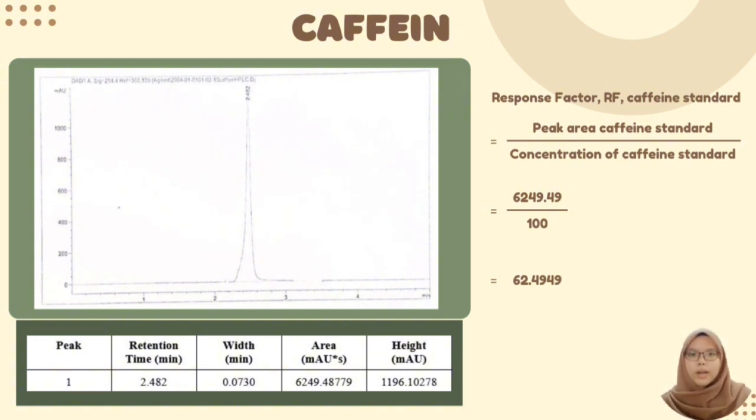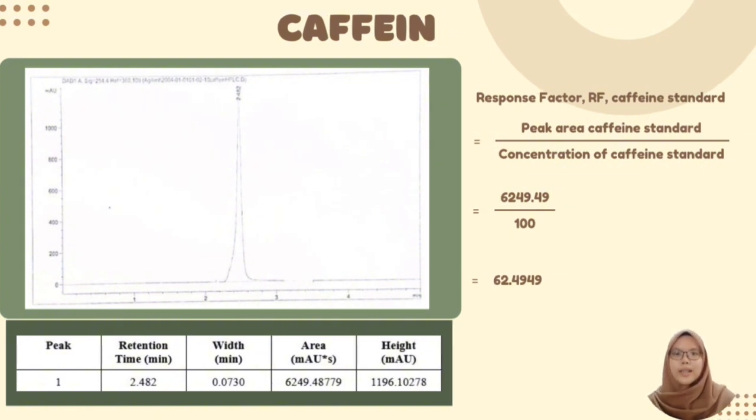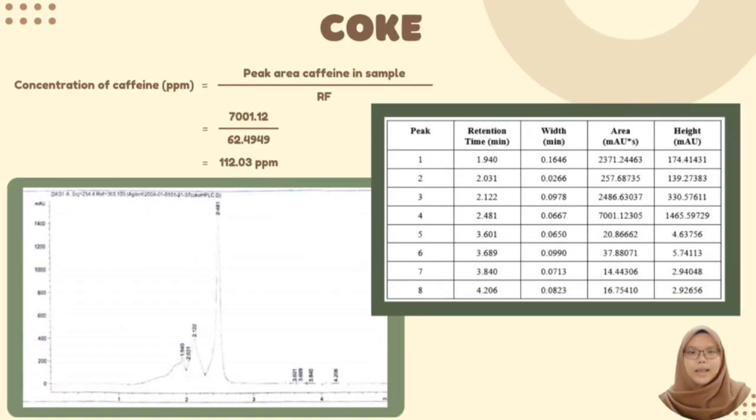Now, let me tell you how we get the 100. The working solution provided is equal to 0.1 mg per ml, and remember, the conversion factor is 1 mg per ml equal to 1000 ppm. So, 0.1 mg per ml times 1000 ppm, we will get 100 ppm that we are using in the calculation above. Now that we get the RF, we can calculate the concentration of caffeine in each drink.